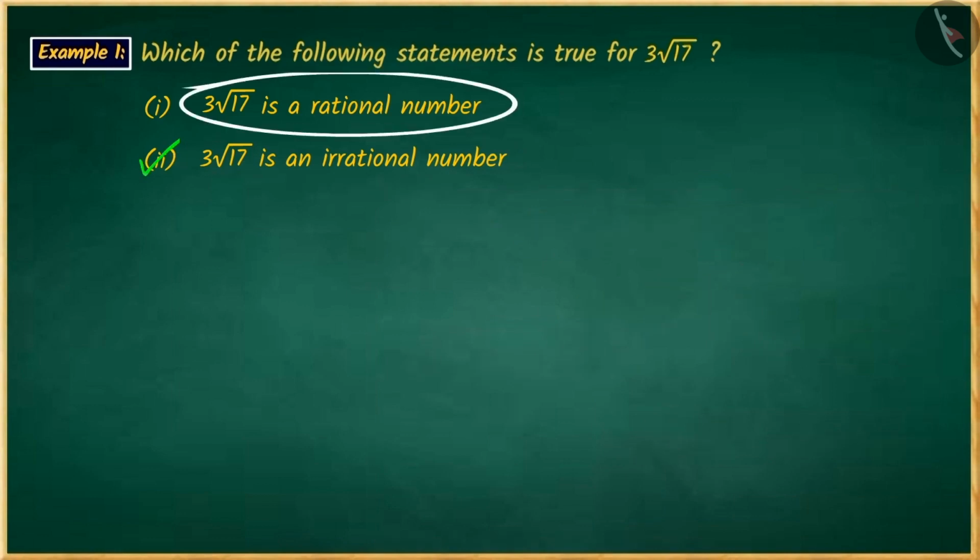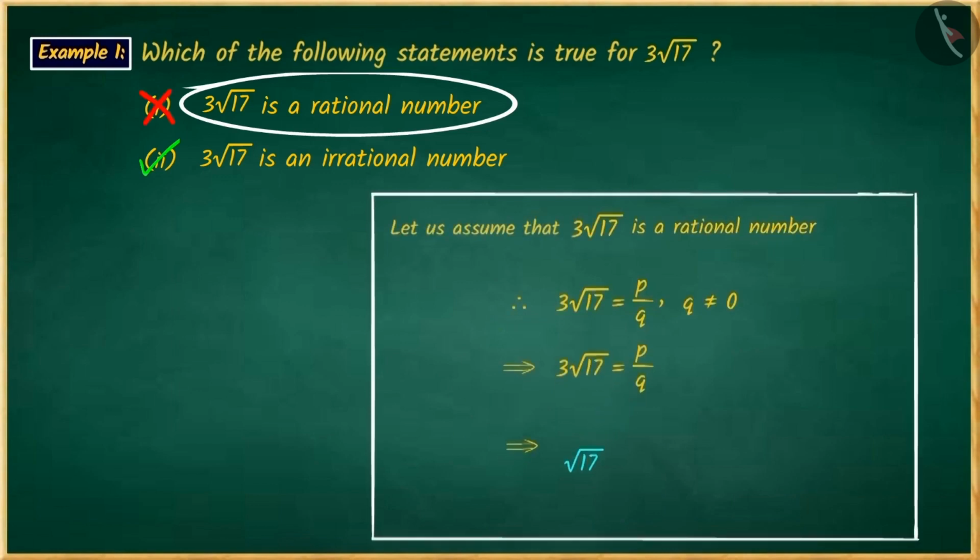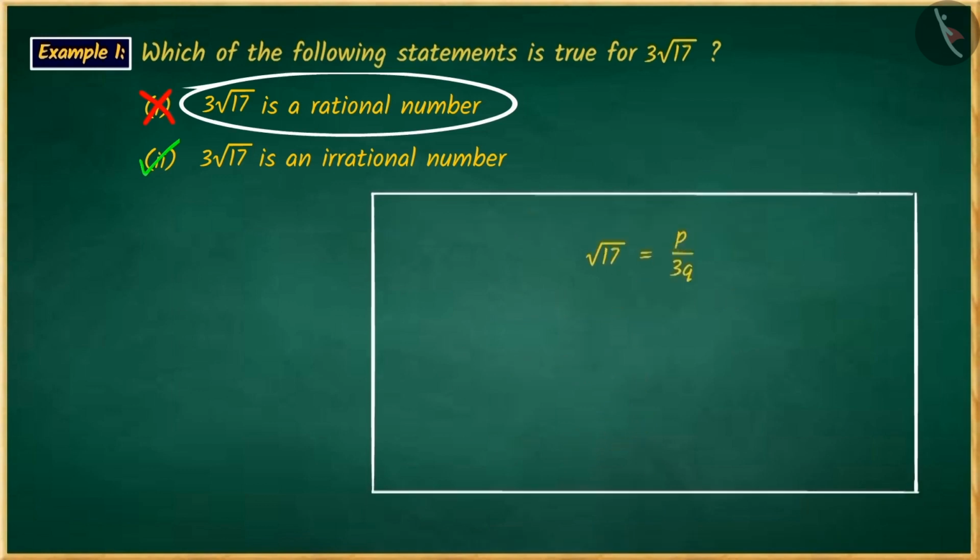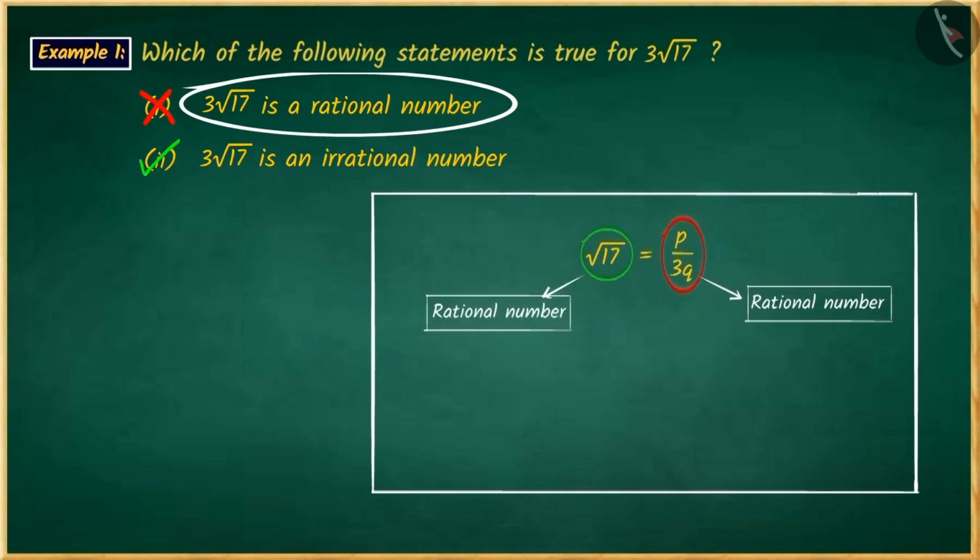If you have chosen the first option, it is a good try. But this answer is wrong, because if you rearrange it, you will get square root of 17 equal to P upon 3Q. You have determined that on the right-hand side, P and Q are integers. So P over 3Q will be a rational number. Hence, on the left side, square root of 17 should also be rational. But you missed out the fact that square root of 17 is an irrational number and no irrational number can be equal to a rational number. Because of this, your answer is wrong.